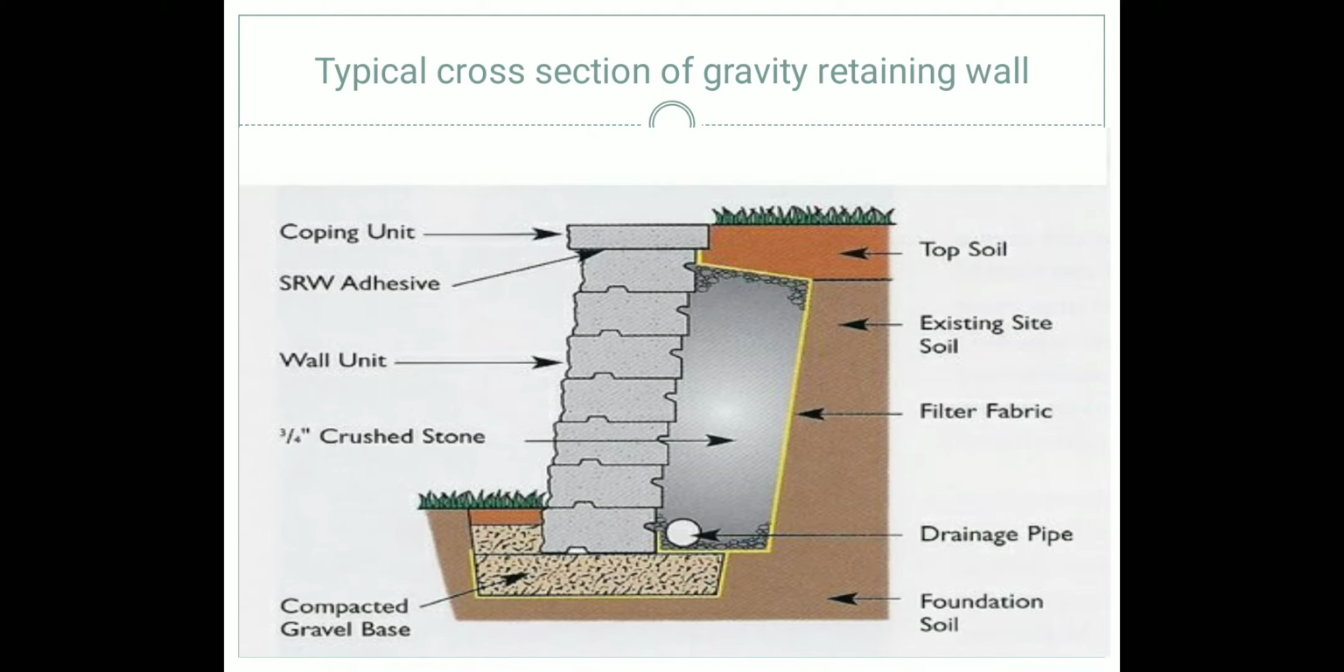Typical cross section of a gravity retaining wall. As we can see, it has a coping unit, an adhesive point, a wall unit, 3/4 crushed stone, compacted gravel base, topsoil, existing site soil, filter fabric, drainage pipe, and foundation soil.